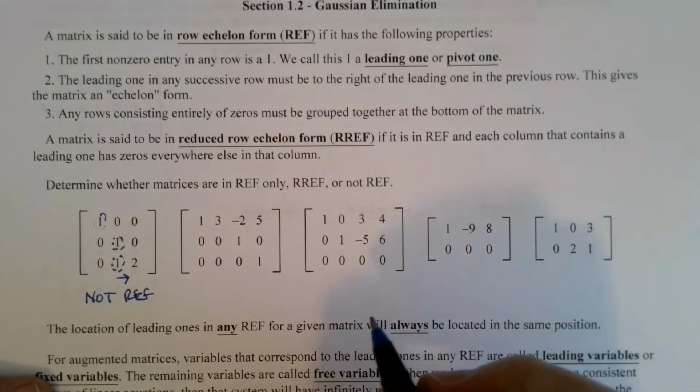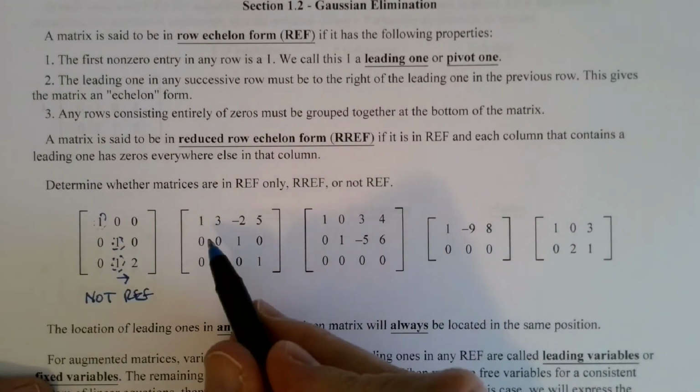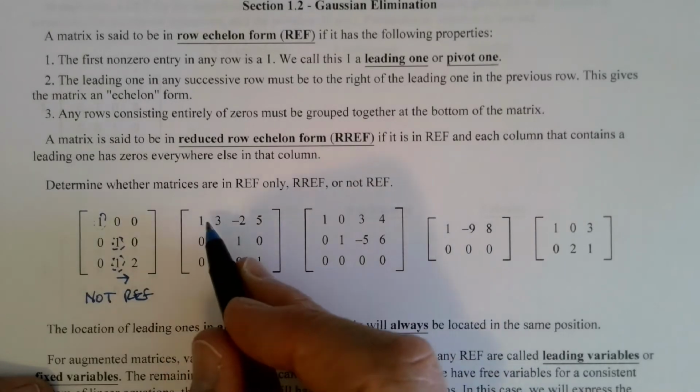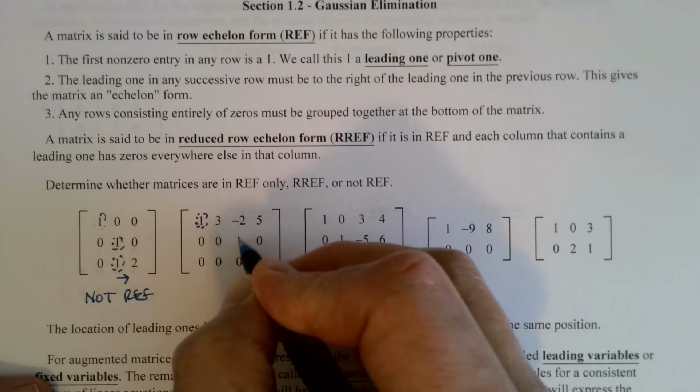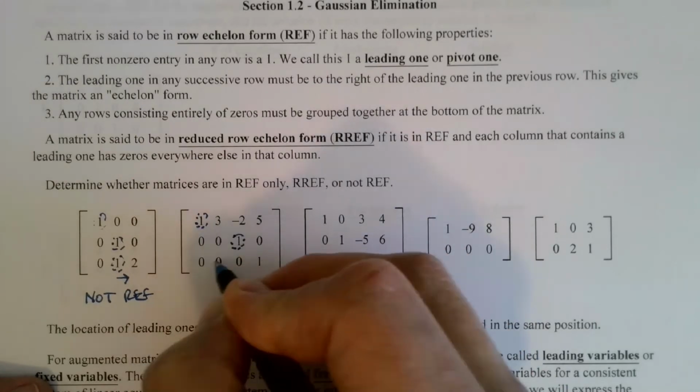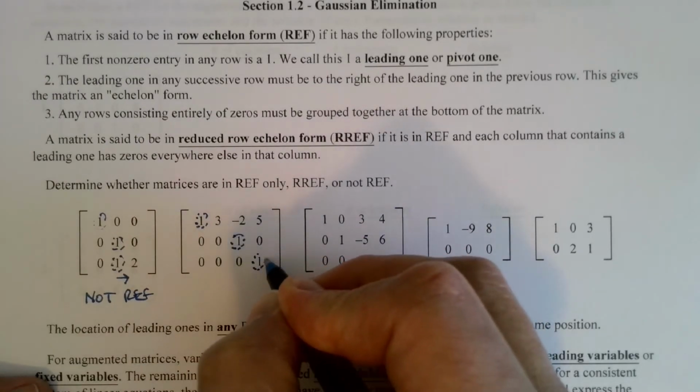It's pretty easy. Okay, this one, let's see, do we have a leading 1 in each row? Here's our first leading 1. The first non-zero entry is right here. Is that a 1? Yes. First non-zero entry there, is that a 1? Yes. Okay.